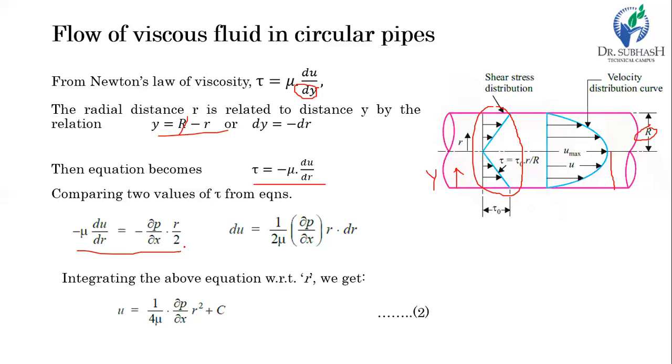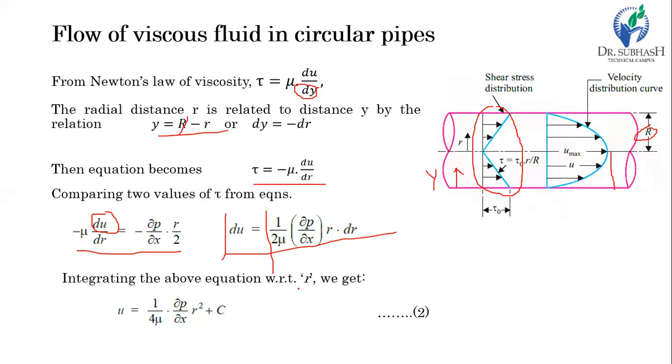And to derive the equation of velocity, make the velocity term the subject of the equation. Then you get the equation du equal to 1 upon 2 mu into del p by del x into r into dr, because the negative will be cancelled out from both sides. After getting this equation, by integrating it on both sides, we get the equation of velocity.